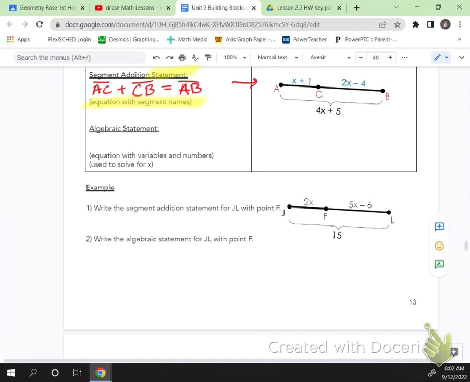Then we're going to make an algebraic statement. So we're going to use the pieces in the image. AC is really what? What's it defined by? What's that expression? Yes, x plus 1 plus, that's my first part. What's the second piece? Logan. 2x minus 4 equals, what's the whole segment defined by? 4x plus 5.